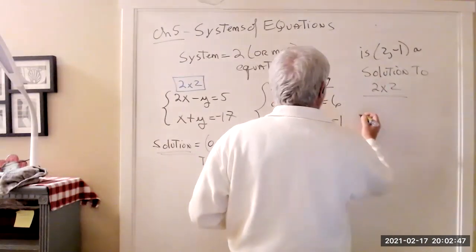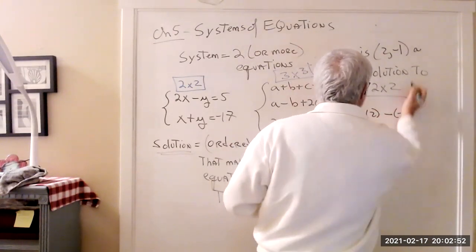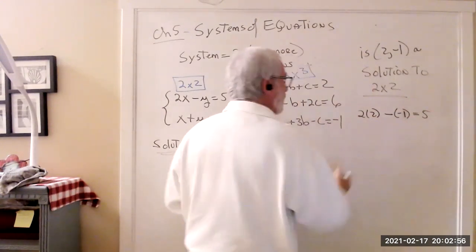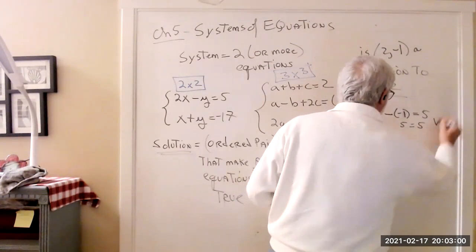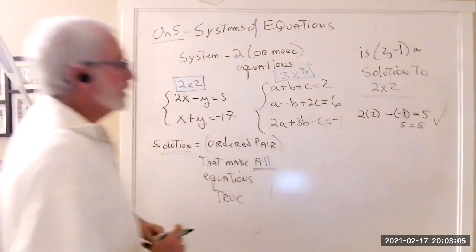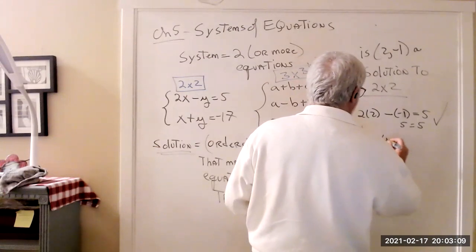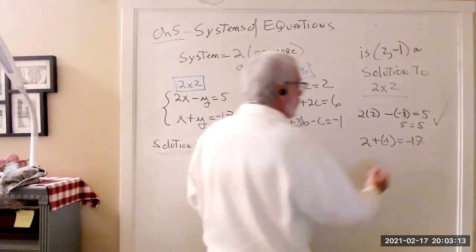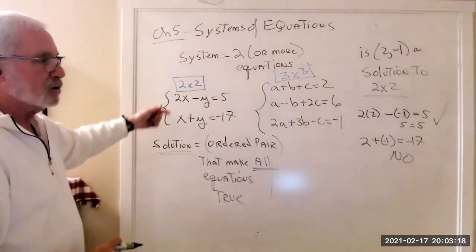So if you plug it in, you have 2 times 2 minus negative 1, whoops, equals 5. You do a little bit of math and you get 5 equals 5. So you go, yep, check. It works in the top one. But if you try and put it in the bottom one, you get 2 plus negative 1 equals negative 17. And you go, no way. So this would be considered not a solution.